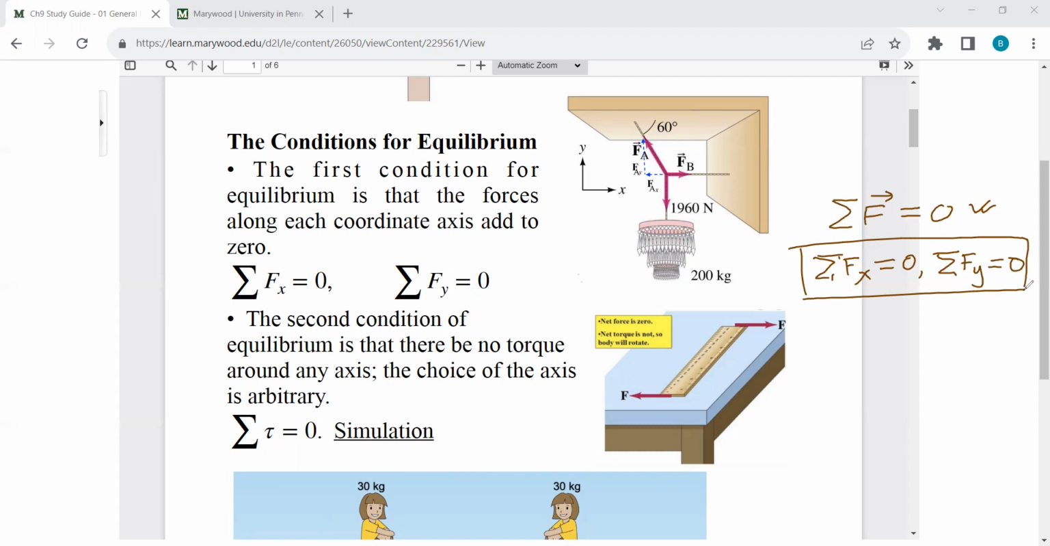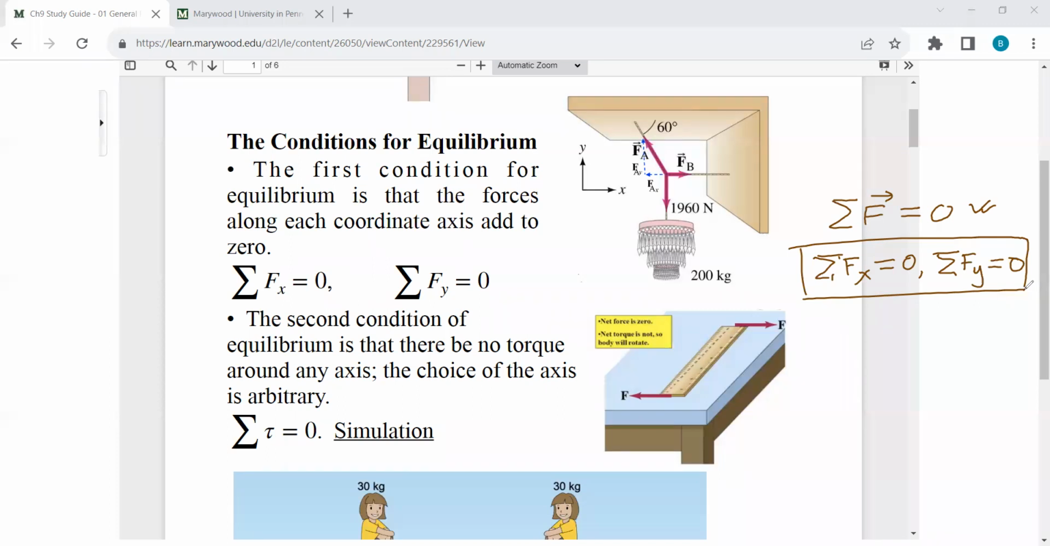That means when we go to a static equilibrium problem, we have to add all the forces that are acting in the y direction together, and all the forces that are acting in the x direction together. The sum of all the forces along the x direction is equal to 0, and the sum of all the forces that act in the y direction is equal to 0.